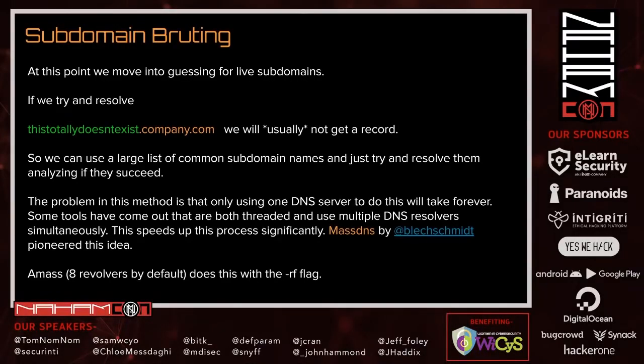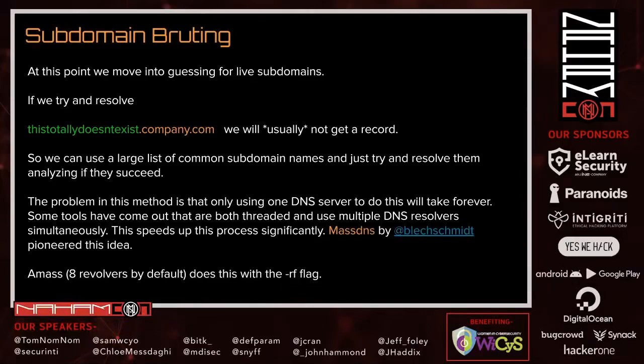The problem with this method is that we've done this in the olden days with scripts like Fierce and some other stuff like that. Fierce was a really popular one for most of my pen testing career. It was only using one DNS server at a time, so it took forever to run the analysis on a large domain like Twitch, which has a lot of assets. About 3 or 4 years ago, some tools came out that were both threaded and used multiple DNS resolvers simultaneously, so it sped up the process infinitely.